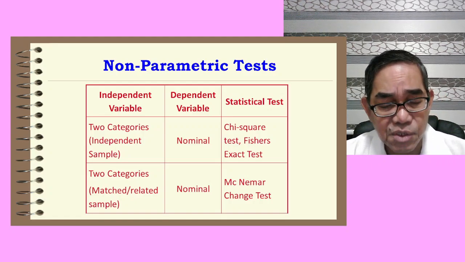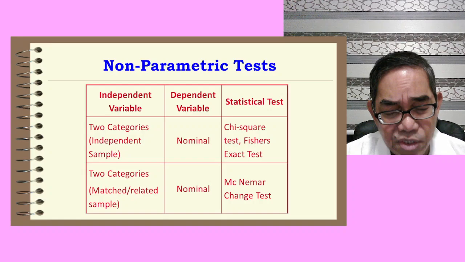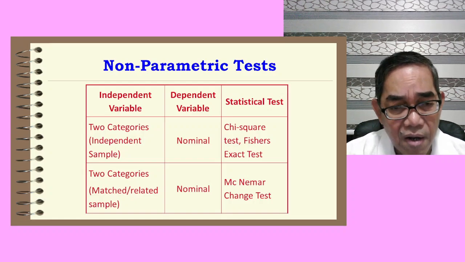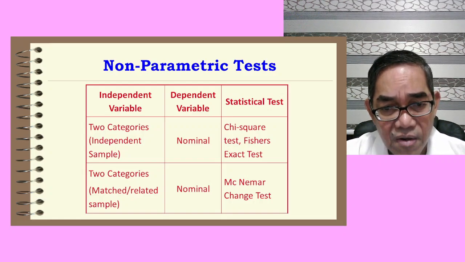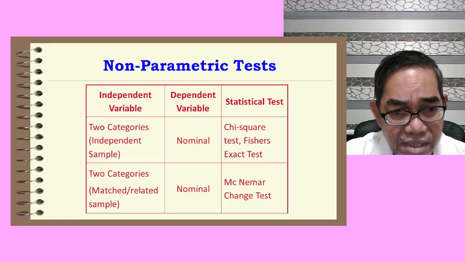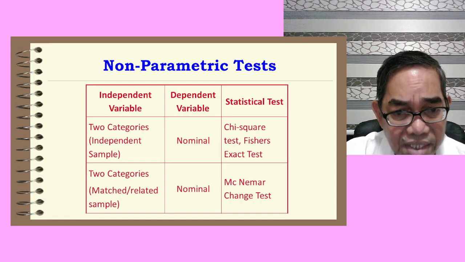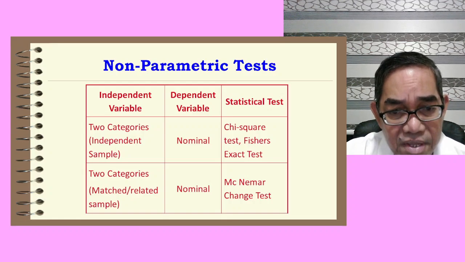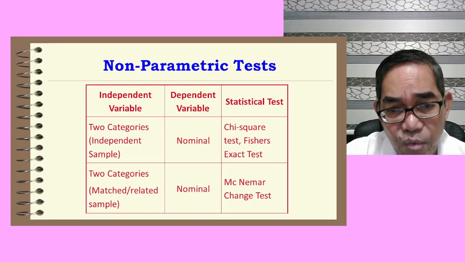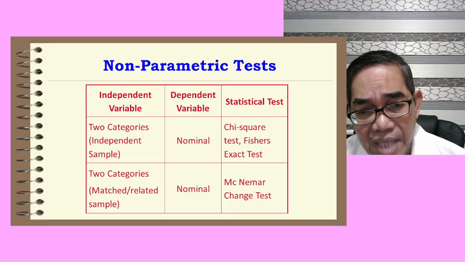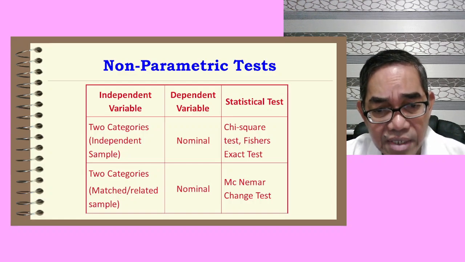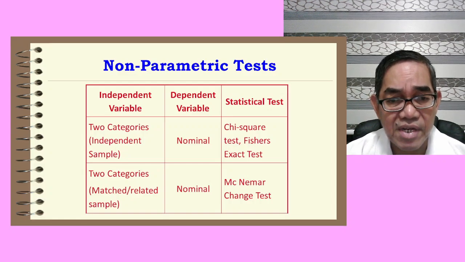So you will note, just to give you the review, the independent is qualitative, the dependent is also qualitative, that's nominal, and then the statistical test is a chi-square test. We use Fisher's exact test when the sample size is very small.